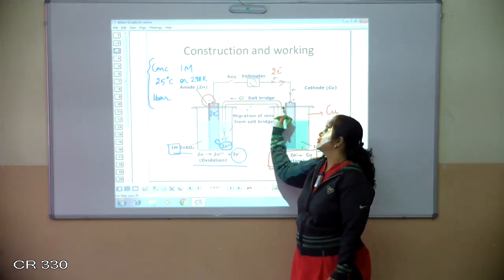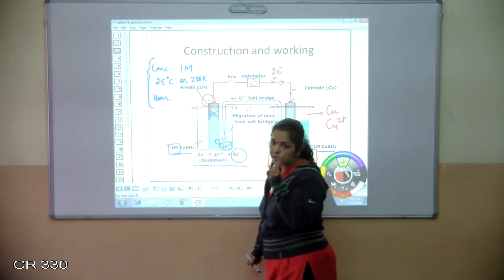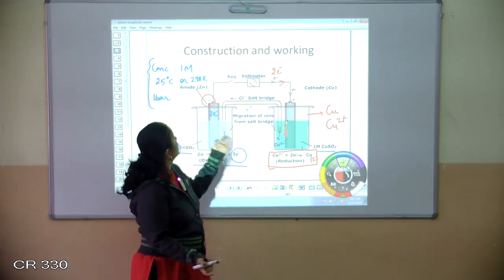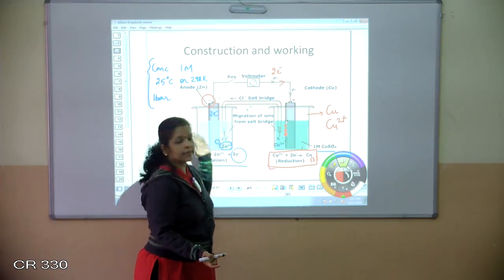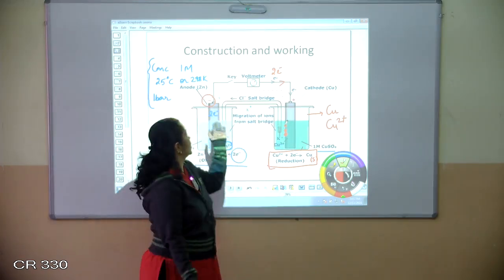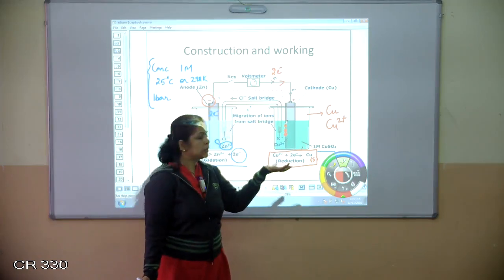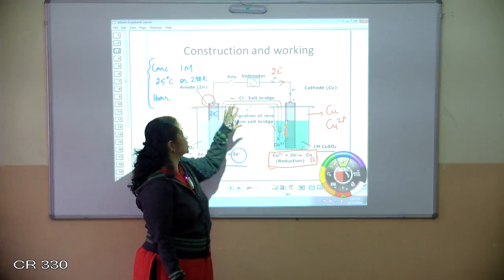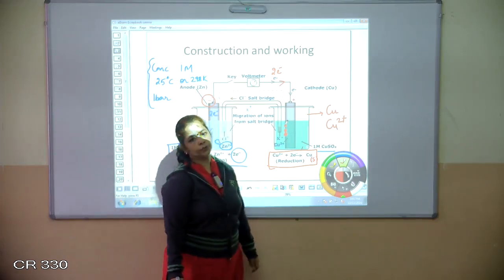What is the purpose of the salt bridge then? Firstly, it is connecting the two half cells. You cannot have a cell or a circuit complete if there is no connection between the two half cells. So you require a salt bridge. This salt bridge has salt in it. What is the purpose of the salt?